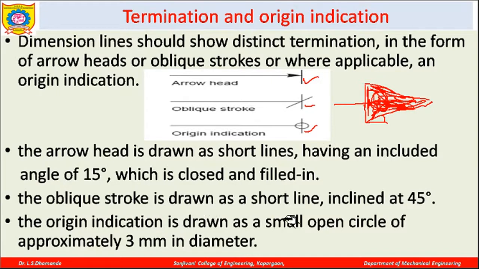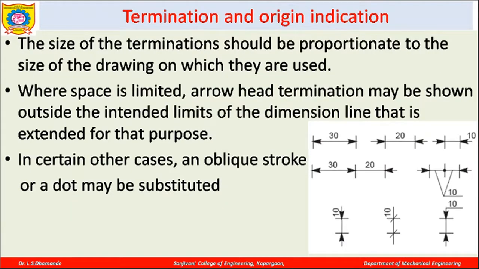The oblique stroke is drawn as a short line which is inclined at 45 degrees. Whenever you draw this oblique line, the angle of this particular line will be 45 degrees. And the origin indication is drawn as a small open circle of approximately 3 mm diameter. So a 3 mm diameter circle is drawn here for the origin. Also, the size of the termination should be proportional to the size of the drawing on which it is used. So definitely it is small, depending upon the size. If the drawing is small, accordingly your arrow should also be of small size.